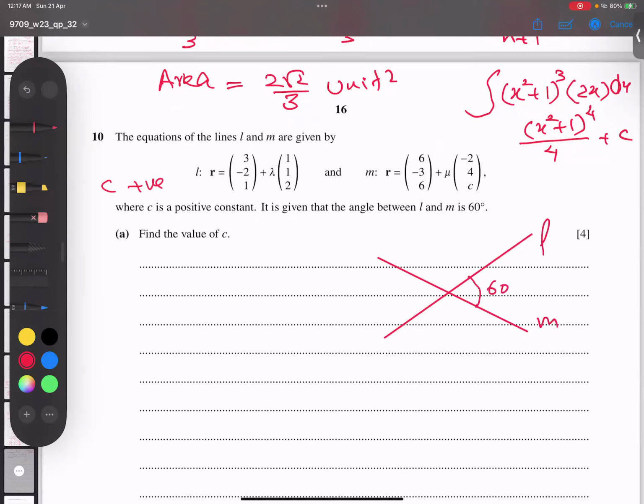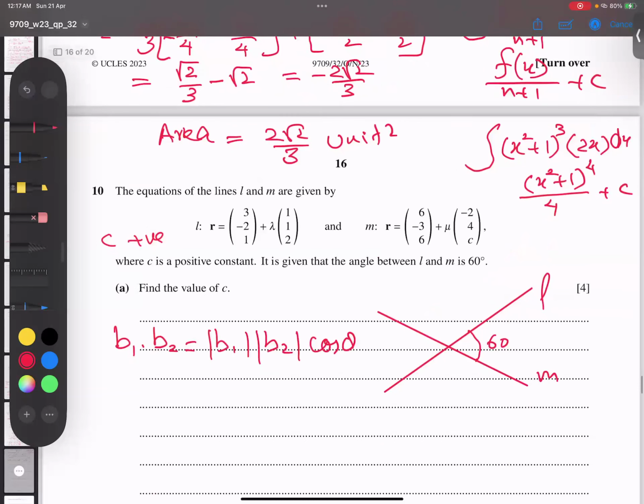So I just show you some idea: when two lines intersect, the angle between them is 60. Line L, line M. Basically we have one formula, students: A dot B, or I can say B1 dot B2 equals B1 magnitude into B2 magnitude into cos of the angle. Hold on, I want to repeat what is important. Whenever a line format comes, the line format is this: R is equal to A plus lambda B. Before this is called a point. Beside lambda is called the direction. So this I will take as direction B1, and after mu, take B2.